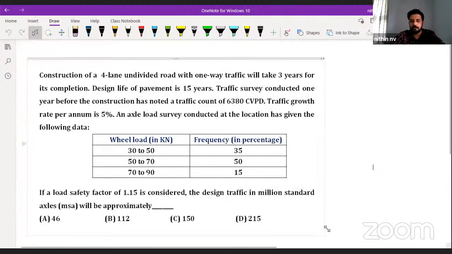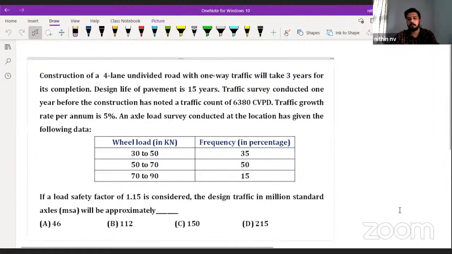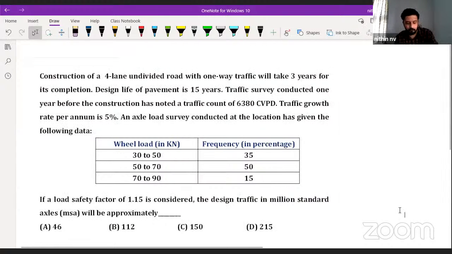Nothing but the modified CBR method. Yes, take down the question. You just take all the data, then I will explain what it is.